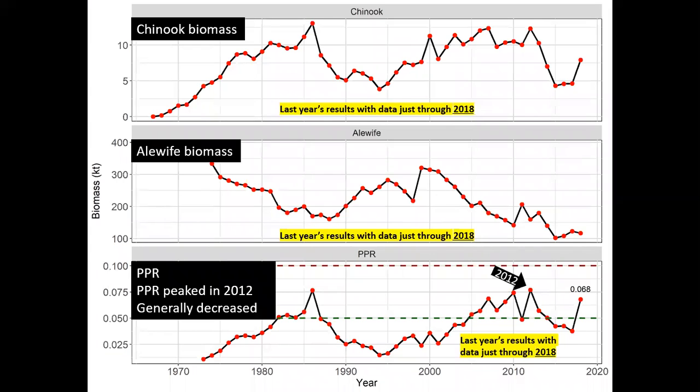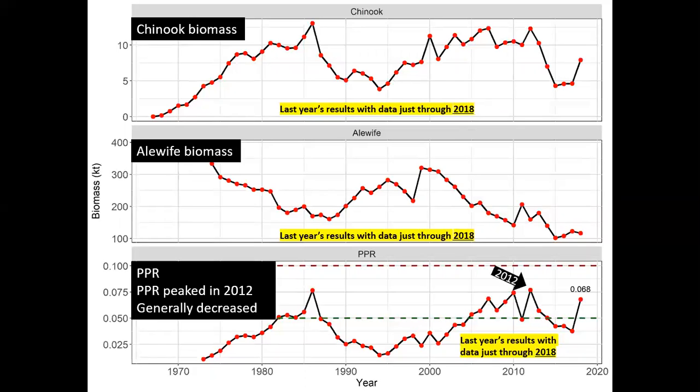So again, we're currently in the process of finalizing the predator-prey ratio analysis and the model results with data through 2019, and those should be available very soon here. But just as a quick review, these are last year's results of the predator-prey ratio updated with data just through 2018. So on the top figure here, we have total lake-wide biomass of Chinook salmon, which has generally decreased since 2012. In the middle, we have total lake-wide biomass of alewife.